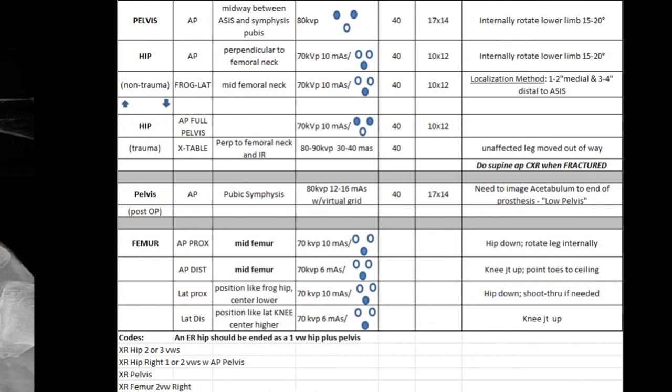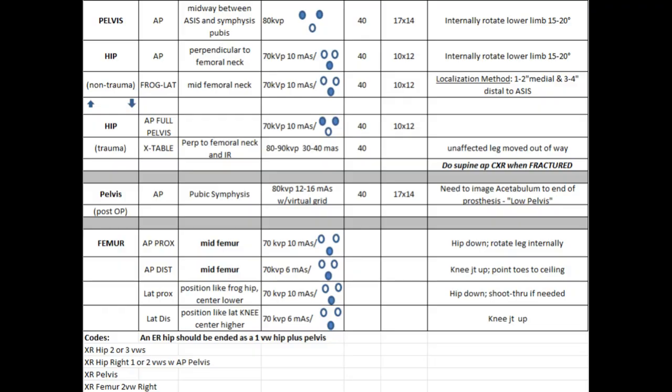All right, last but not least, we have our technique chart. So here you'll see most of the techniques for everything we just learned are pretty similar, okay, with the exception of the trauma hip, that cross table. You're going to need a little bit more mass, 30 to 40 mAs, 80 to 90 kVp, mostly because of the unaffected leg, and a little extra distance you might need because of some OID or what have you. So keep that in mind.